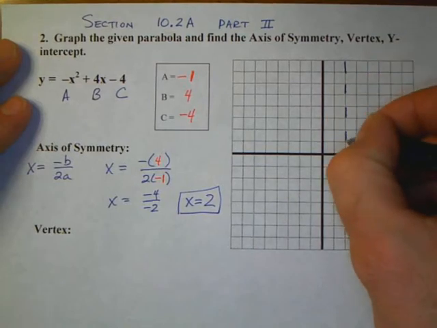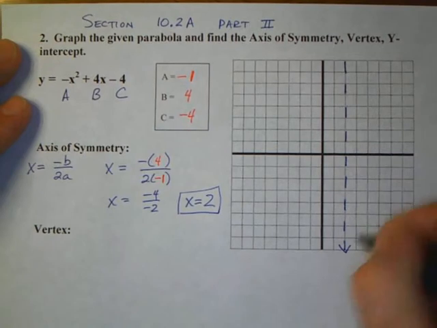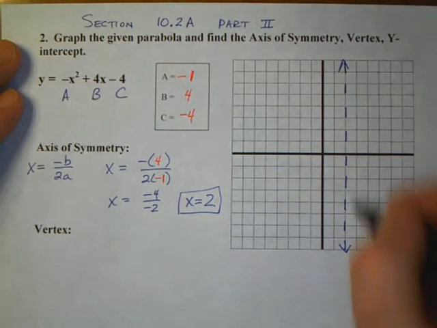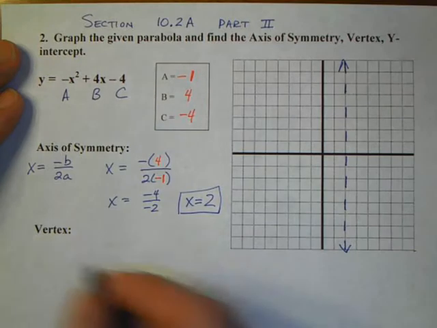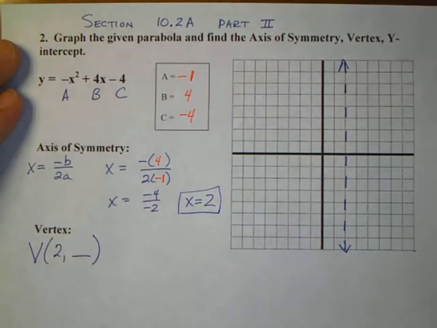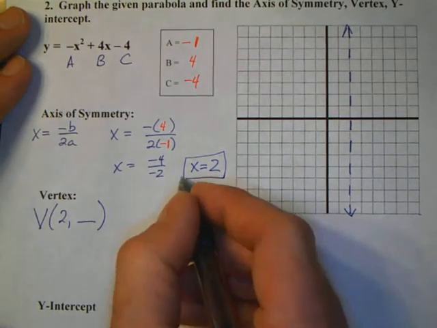Now, we come back over here. Remember, when you draw your axis, to draw it as a dotted line. It's just a reference line. It's not really part of the problem. Somewhere on that dotted line is our vertex. So, we have half the problem already done.